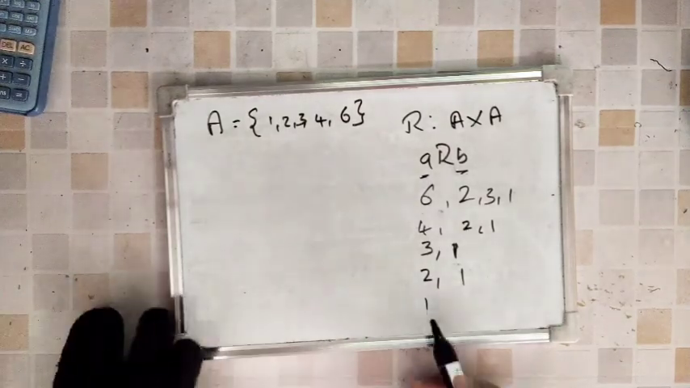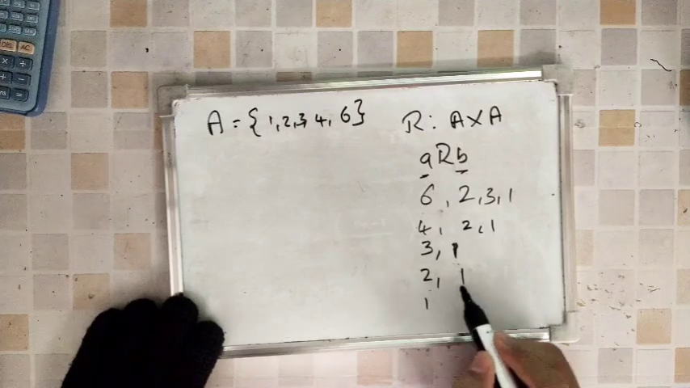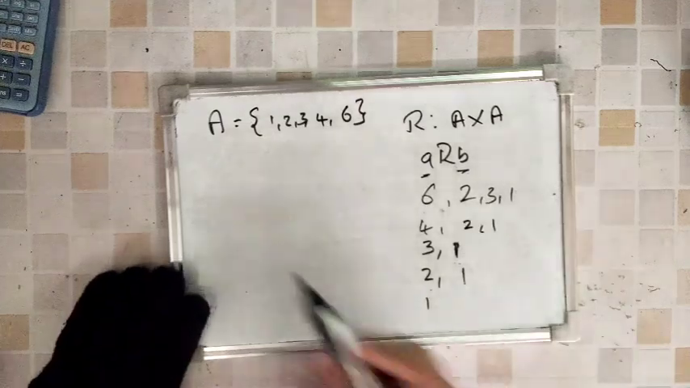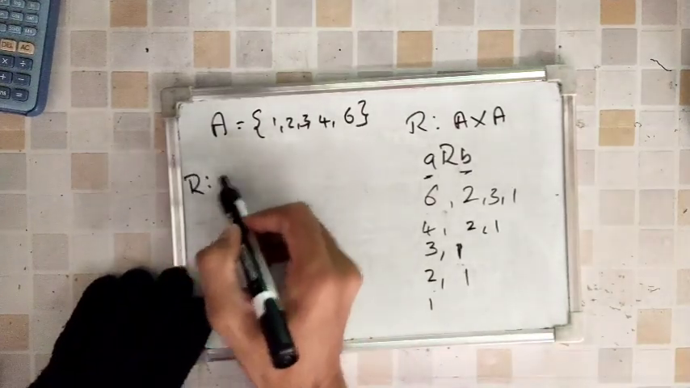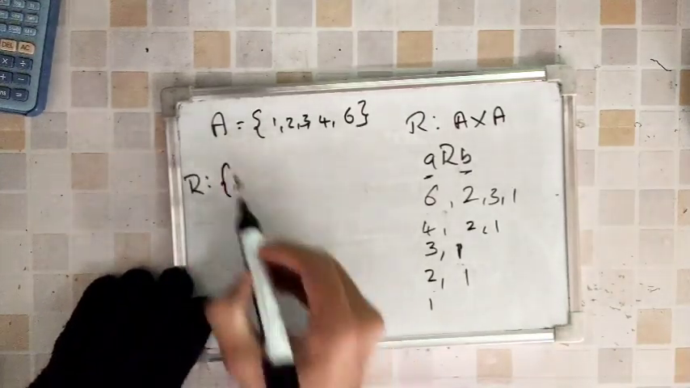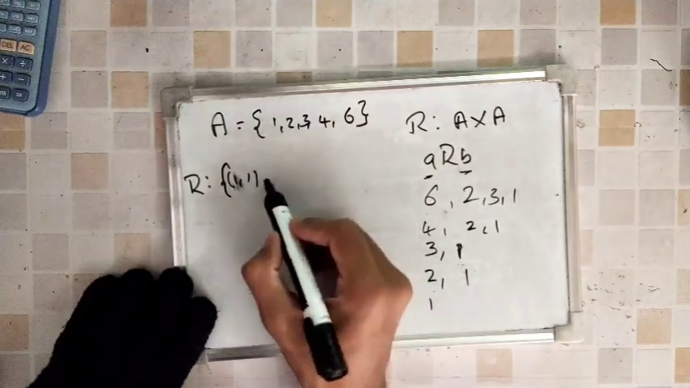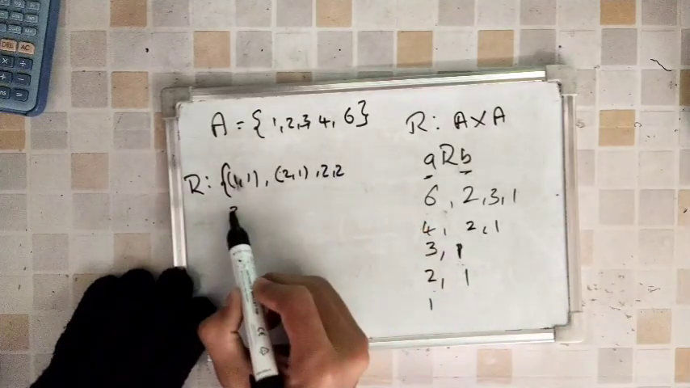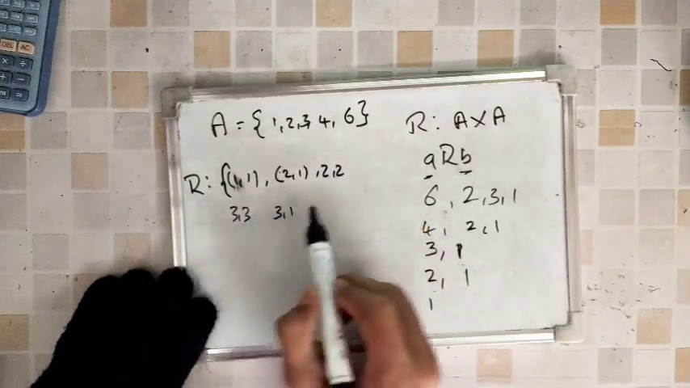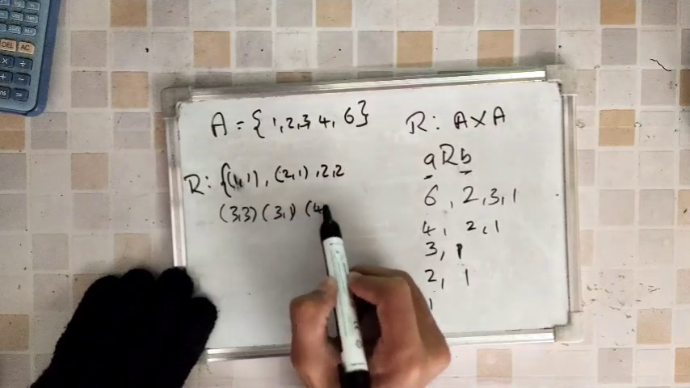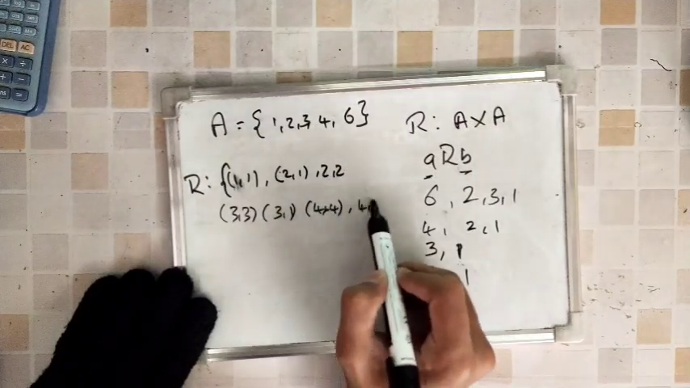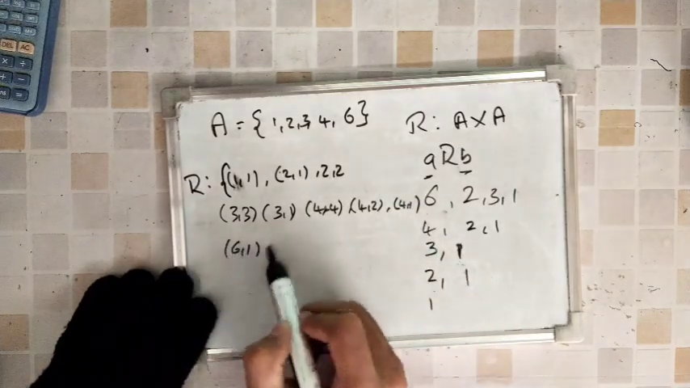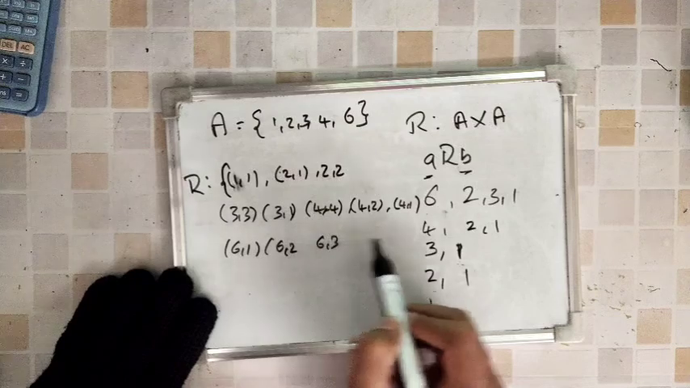See, I said 1 is a multiple of 1 itself, 2 is a multiple of 2 and 1 itself, 3 is a multiple of 3 and 1, 4 is a multiple of 4, 2, 1, 6 is a multiple of 6, 2, 3, 1. So what will be my relation R? 1 comma 1 I will write first, then 2 comma 1, 2 comma 2, then 3 comma 3, 3 comma 1, then 4 comma 4, 4 comma 2, 4 comma 1, then 6 comma 1, 6 comma 2, 6 comma 3, 6 comma 6.